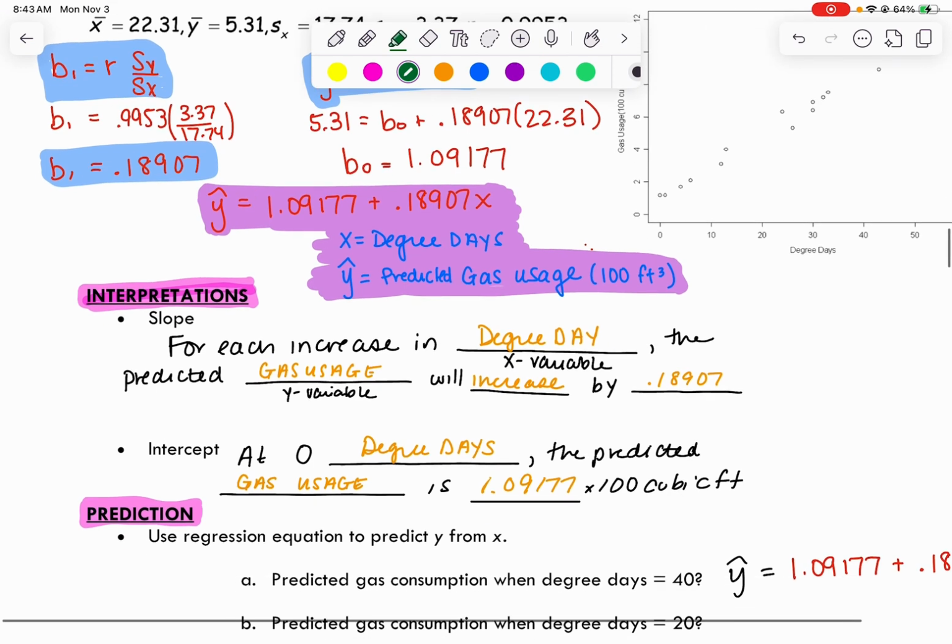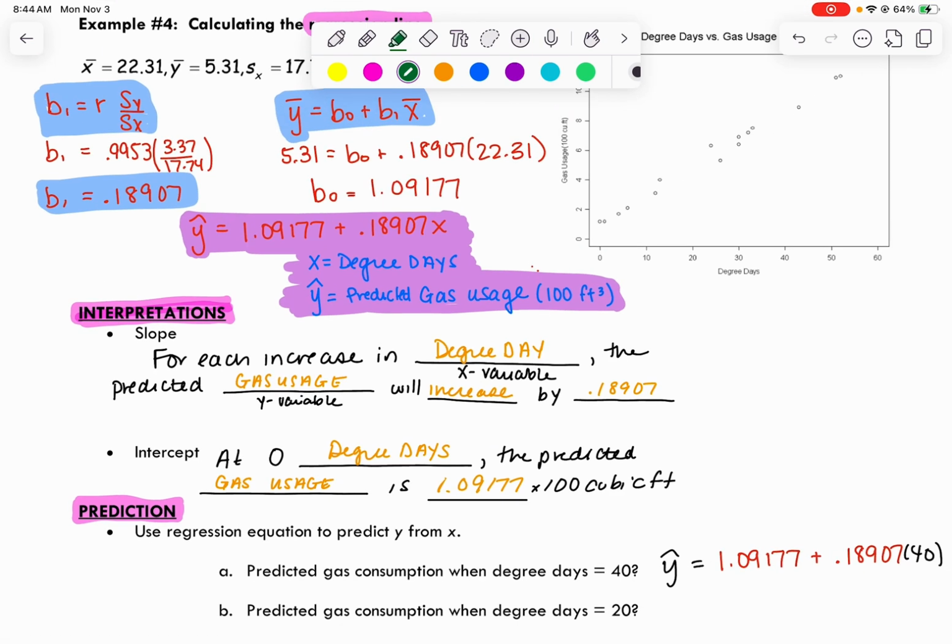Same thing with y-intercepts. If you go back to the pre-calc days, a y-intercept is your y value when your x is 0. So here at 0 degree days, or at 0 in my x variable, the predicted y value, gas usage, is, and then I fill in the value with a little bit of context and measurement.